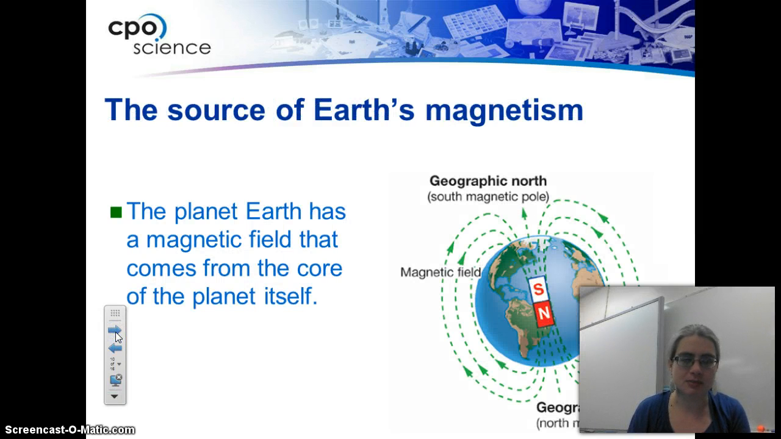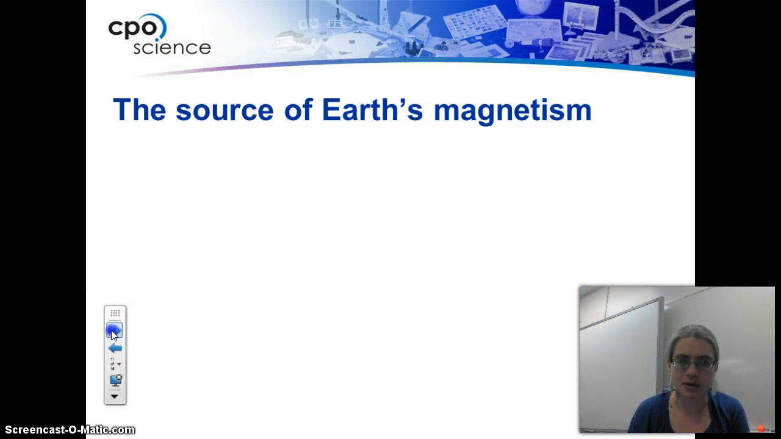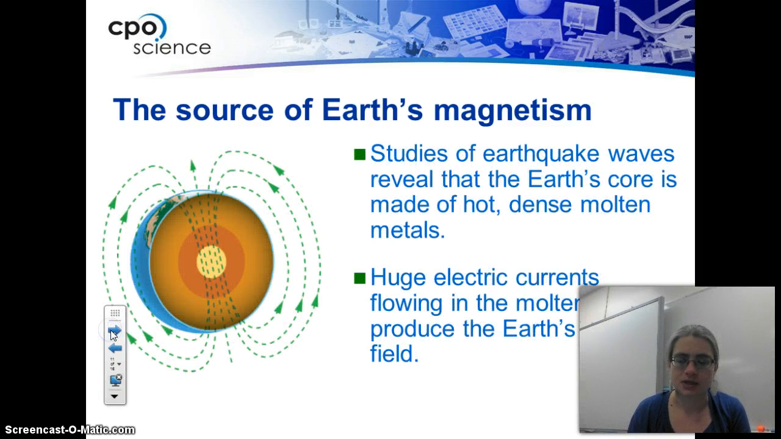Okay, so how does the Earth get magnetism? The planet Earth has a magnetic field that comes from the core of the planet itself. So you've got the North Pole and the South Pole. Here's the core. Studies of earthquake waves reveal that the Earth's core is made of hot, dense molten metals. Huge electric currents flowing in the molten iron produce Earth's magnetic field.